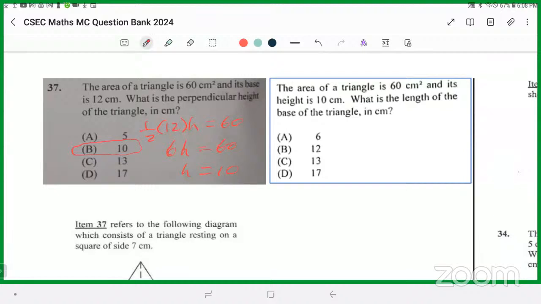Over here is the same thing. This time they gave us the height, and I want us to find the base. So half the base, which is B, times the height of 10 is equal to 60. Half of this 10 is 5. So 5 times the base equals 60. I could divide the 10 over here now and say half the base equals 6. And so the base equals 12.